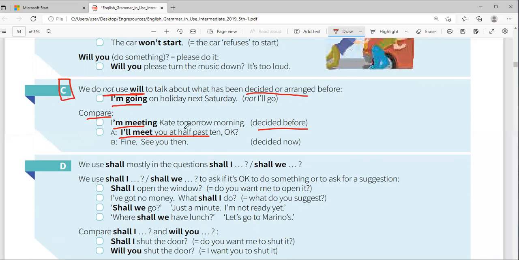So let's learn that I am doing something is something that is already planned. It's decided before. But I will do this. It's like I am making the decision now, at the time of speaking.